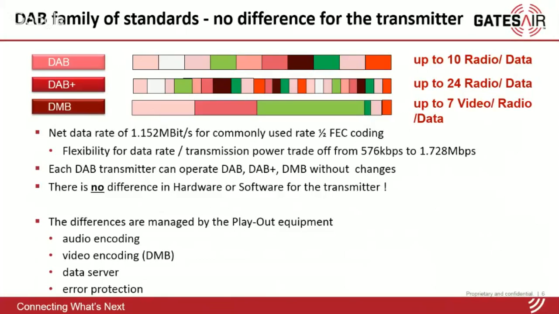You get about 1.152 megabits at a half FEC coding rate out of the DAB Plus. Very flexible in how you set up the rates and the power trade-offs, anywhere from 576 kilobits to 1.728 megabits for the full channel. Each transmitter can operate DAB, DAB Plus, and DMB without any changes. So it's the same physical transmitter, no difference in the transmission hardware, just a difference in the coding hardware and software that's feeding that transmitter. And those differences are in the audio coding, the video coding, how the data server is set up, and the error protection that's used.